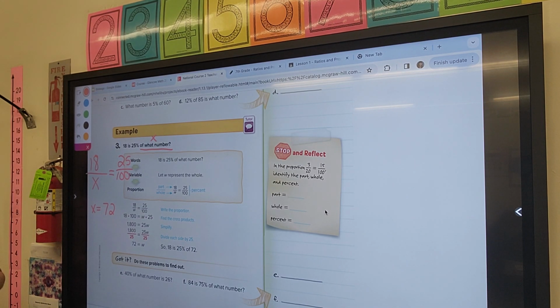Okay? So the main thing with this lesson is that you guys get your proportions set up correctly. So you're gonna have to use your little sticky note, and remember, you can even write on your sticky note when you see the word of, it means the whole.